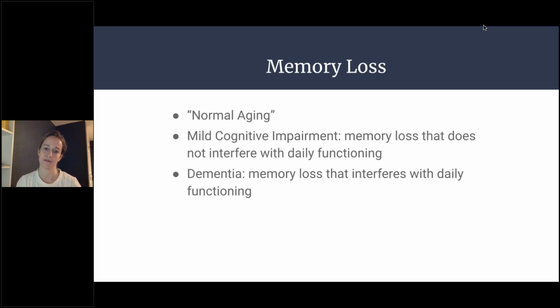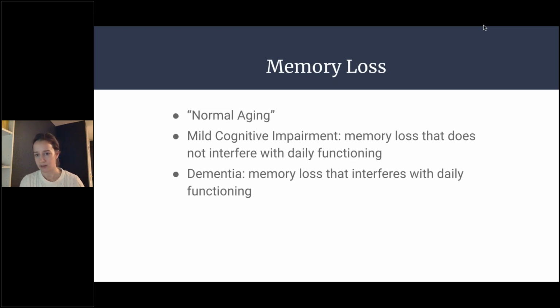The next level up of memory loss is called mild cognitive impairment. That means this person has memory loss that's more than normal aging, meaning we can pick up this memory loss on certain screening tests that we'll talk about in a minute. But despite having some memory loss, it doesn't interfere with their ability to take care of themselves. They're still able to pay their bills, make their meals, get dressed, and take care of themselves.